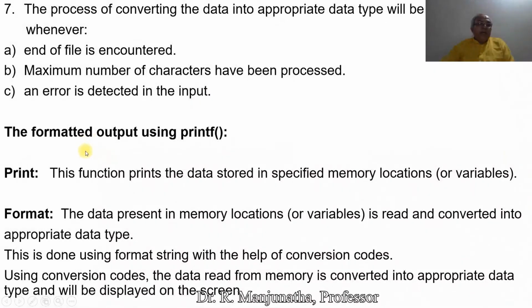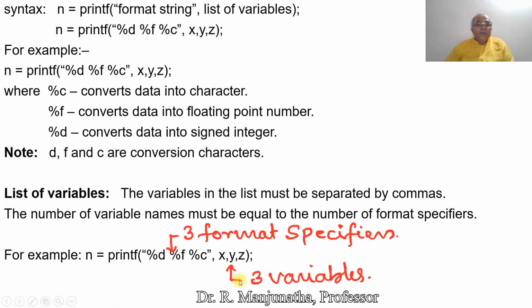So next comes the formatted output. What is the formatted output using the printf function? This function prints the data stored in the specified memory locations or variables. The data present in memory locations or variables is read and converted into the appropriate data type. This is done using a format string with the help of conversion codes, and the data is displayed on the screen like this.